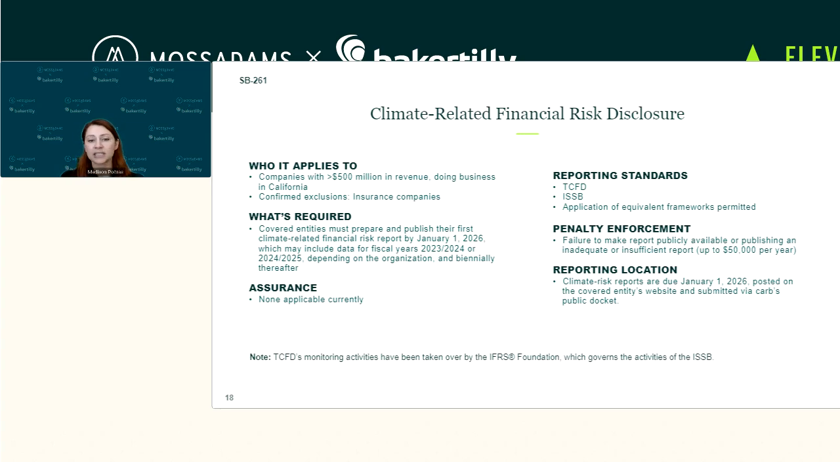As I mentioned, this is applicable to those entities with $500 million in annual revenue. CARB is still a gray area on defining what revenue means, but as Debbie mentioned earlier, this is not just revenue in California. More to come on that definition, as I do think CARB has received a lot of feedback related to that revenue definition. This law does include exemptions for insurance companies.